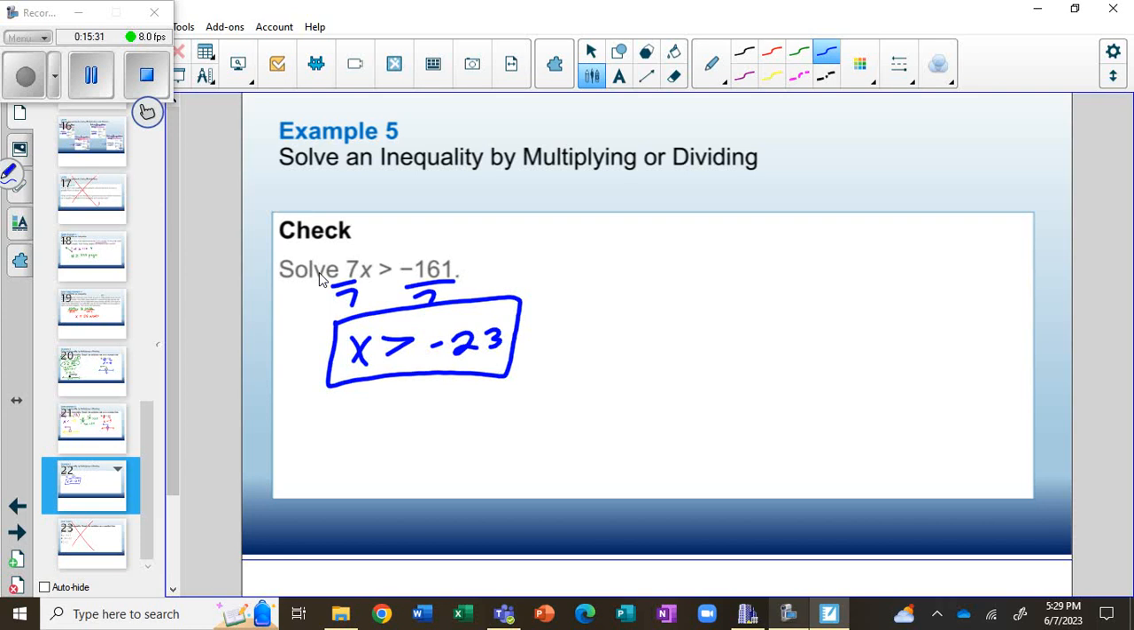That is our lesson on one-step inequalities.